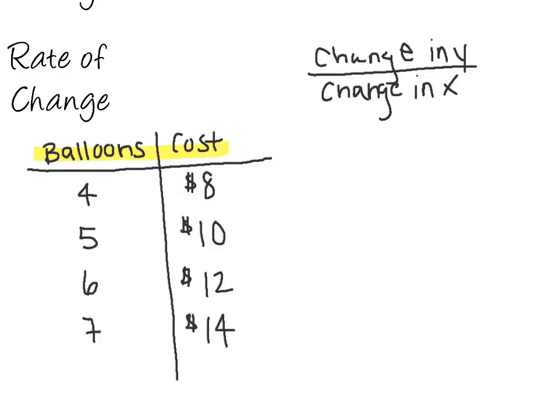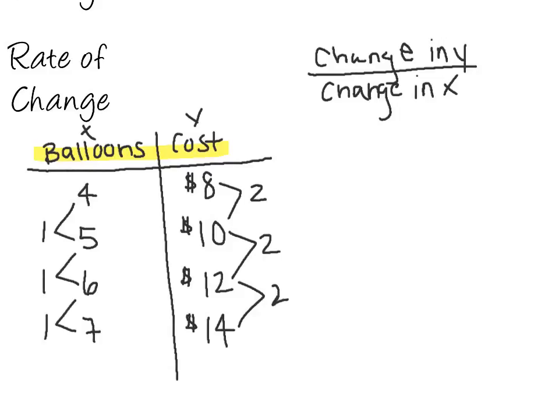So my balloons are going to be my independent variable, or my x, and my cost is my y, because that cost is dependent on how many balloons we purchase. So if I look at the change in y, I'm going up by 2 each time, and my change in x is going up by 1. So my rate of change is going to be 2 over 1 or 2.